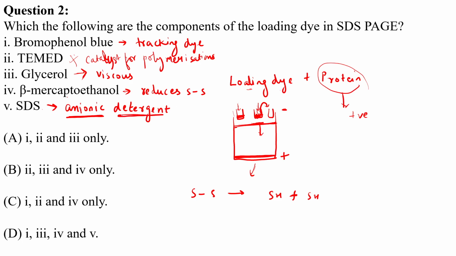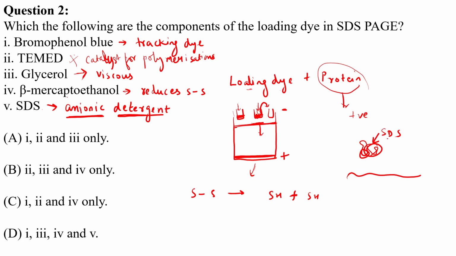Now comes the detergent. What does a detergent do? Detergent can denature a protein. So basically we have a folded protein, right? Something like this, we have a folded protein. So what will SDS do? SDS will enter into the protein molecule and open it into a linear long polymeric chain. Okay, so it's a polymer of amino acids, right? Protein is a polymer of amino acids. So it will open up the three dimensional protein structure into a single thread of amino acids.